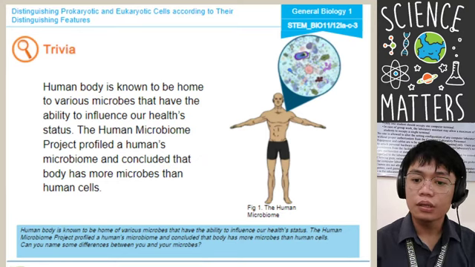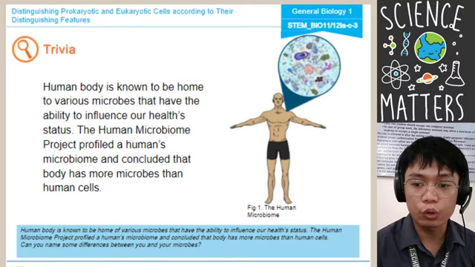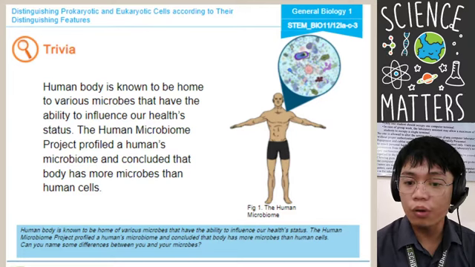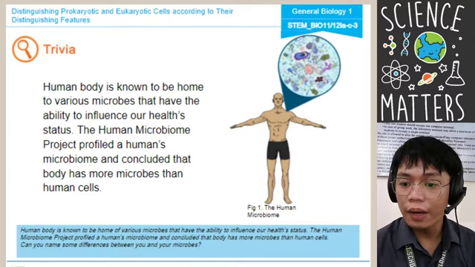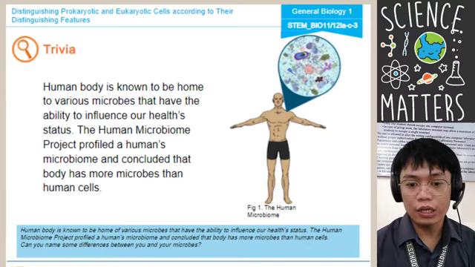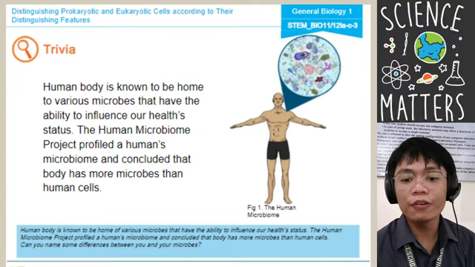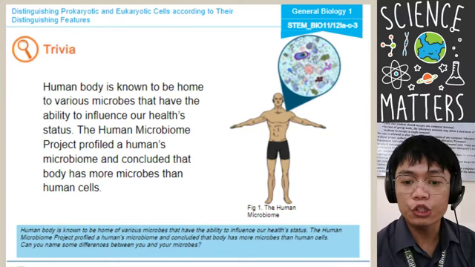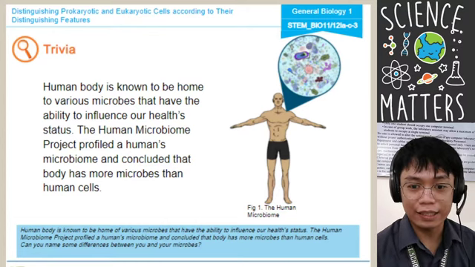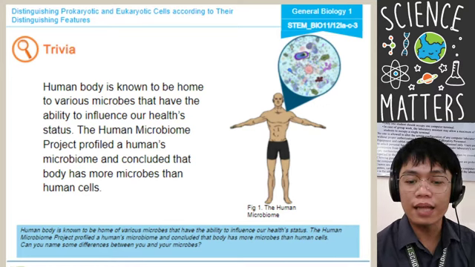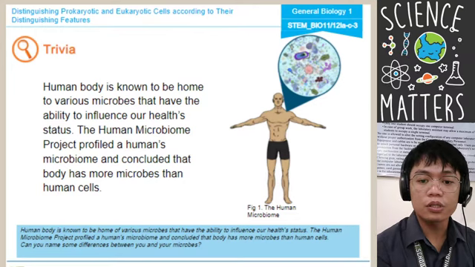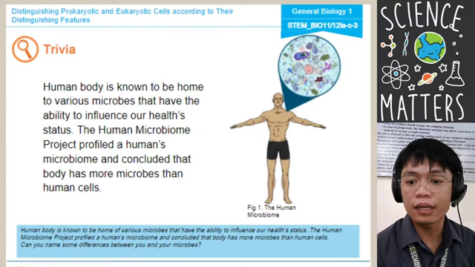So let's begin. The human body is known to be home of various microbes, okay? Take note that microorganisms are ubiquitous to our environment and they may thrive in our body. Now, the Human Microbiome Project profiled the human microbiome and concluded that the body has more microbes than human cells. So take note that for every 50 kilograms of an average person, you have 1 kilogram of microbes in your body. So isipin mo 'yon, sa bawat 50 kilogram na isang tao, meron kang 1 kilo na microorganisms. So napakarami talaga. But these microorganisms are very essential para at least makasurvive ka in your everyday life.